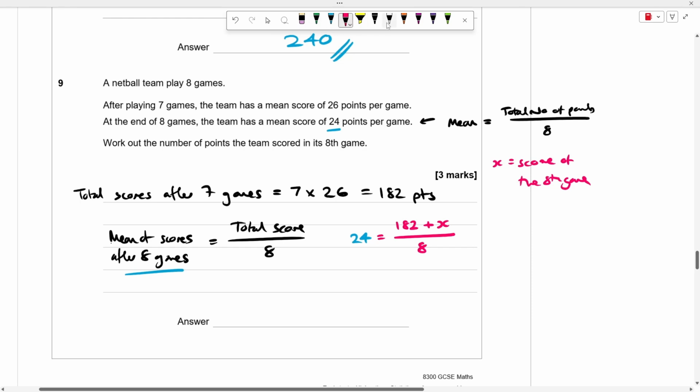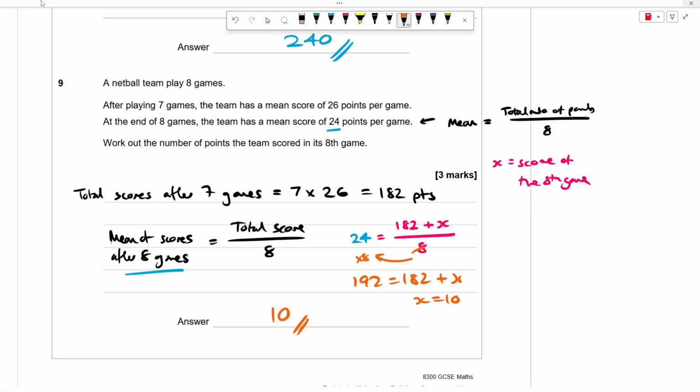Once I've got the equation, all I now need to do is solve it. I multiply by 8, in which I get an answer of 192. So 192 equals 182 plus x, and therefore x must equal 10. So the answer is that the netball team scored 10 points in their 8th game.